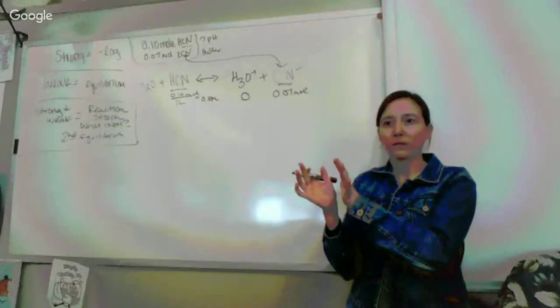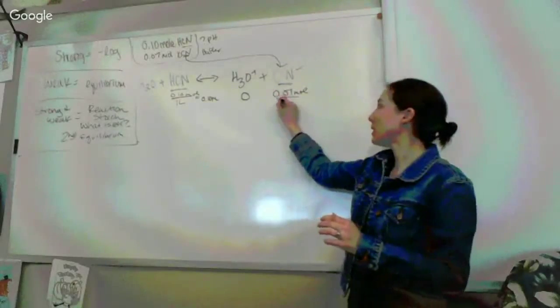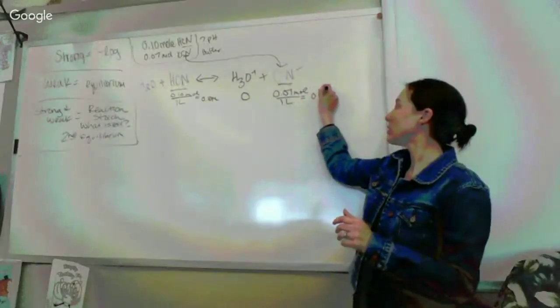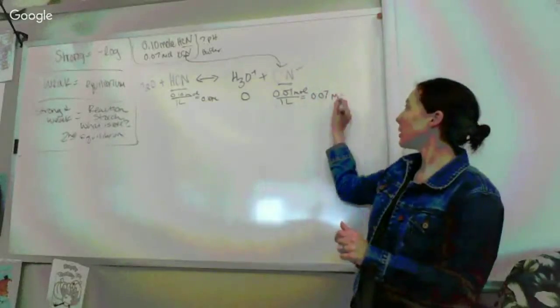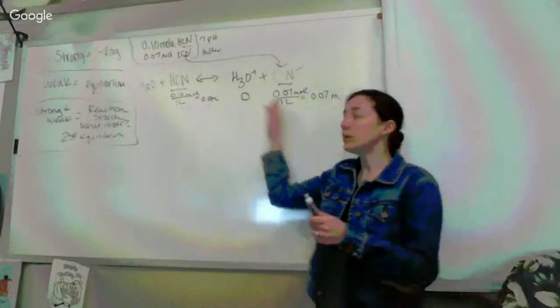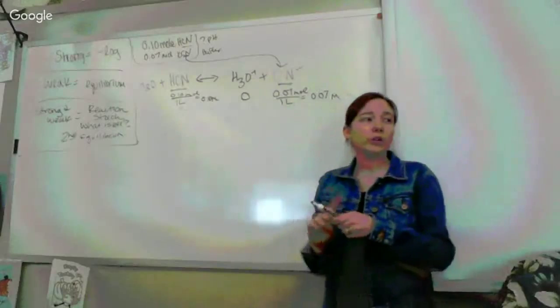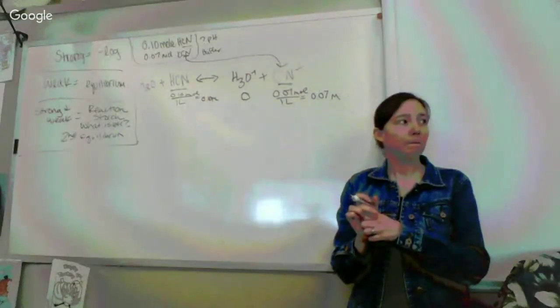Does that make sense? Okay, so what do I need to do with my number of moles? I'm going to divide by its number of liters, which, since it's all in the same solution, is still 1 liter. And so I got 0.07 molarity. Since I have some on both sides, how do I know which direction my reaction is going to shift? Will it shift forward or reverse?